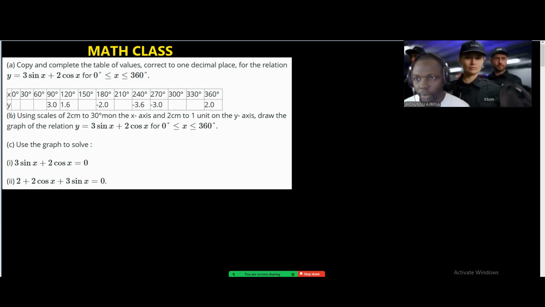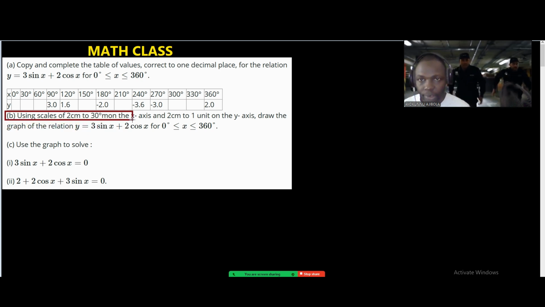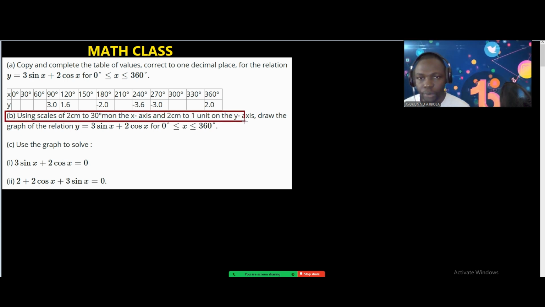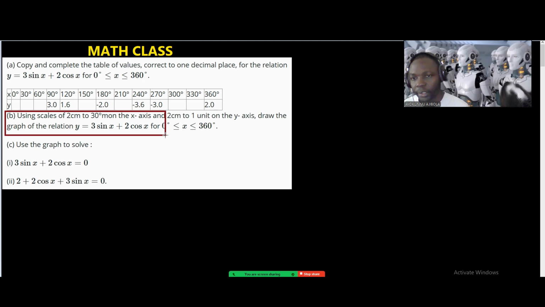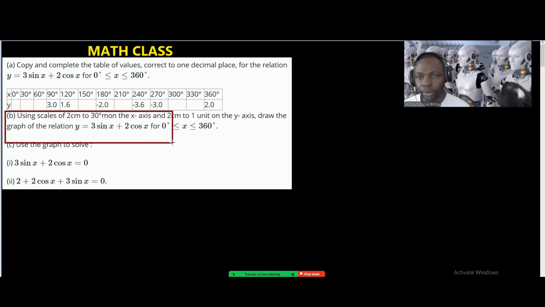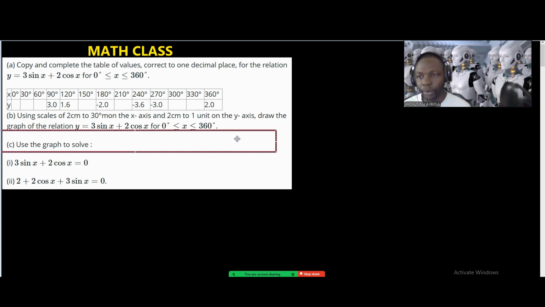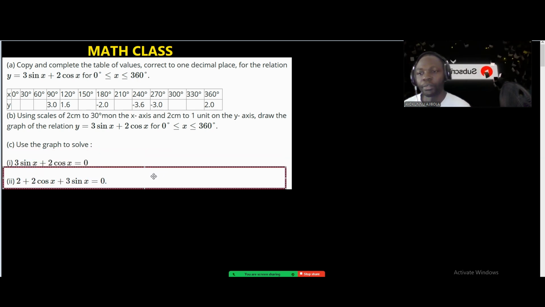Then using a scale of 2 centimeters to represent 30 degrees on the x-axis, and 2 centimeters to represent 1 unit on the y-axis, we have to draw the graph of the relation y equal to 3 sine x plus 2 cos x for 0 degrees less than or equal to x less than or equal to 360. And from the graph, we have to solve 3 sine x plus 2 cos x equal to 0. Then we have to also solve 2 plus 2 cos x plus 3 sine x equals to 0.